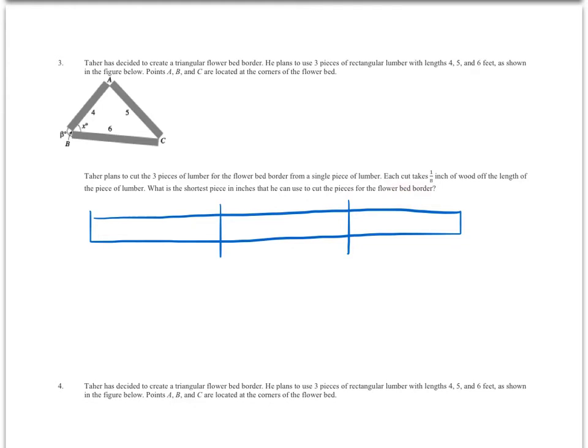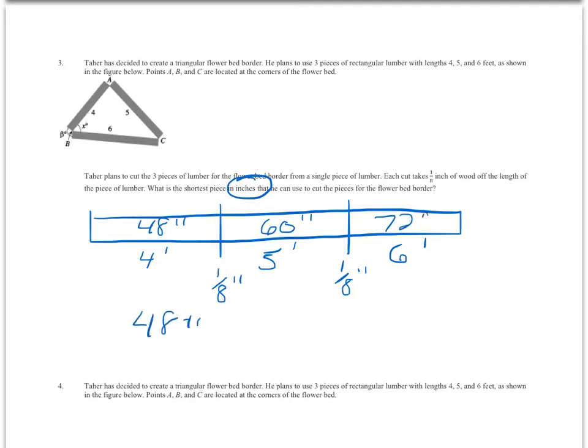border? So we need 4 feet here, we need 5 feet here, we need 6 feet here, and then each of these little cuts we're going to lose 1/8 of an inch. So if we add 4 feet, well, it says inches. 4 feet is 48 inches, 4 times 12. 5 feet is 60 inches, 5 times 12. 6 feet is 72 inches, 6 times 12. So we take 48 plus 60 plus 72 plus 1/8 plus 1/8.